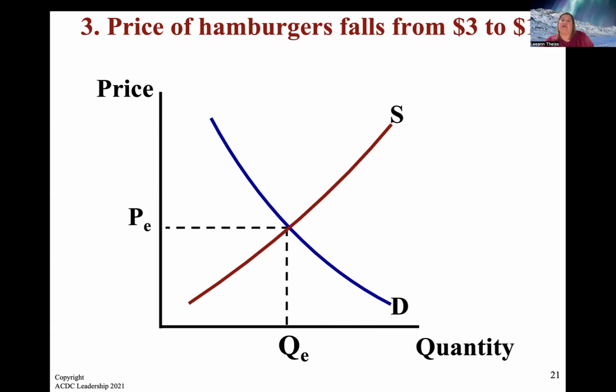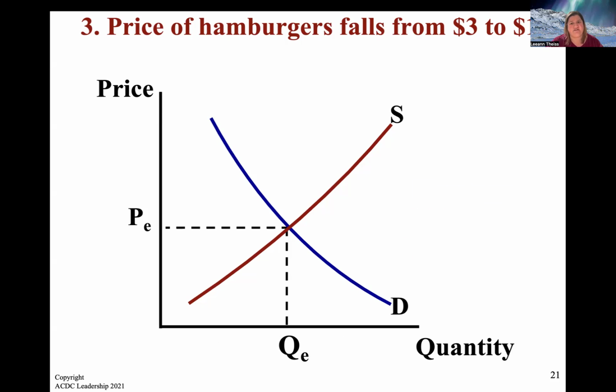The next one says the price of hamburgers falls from $3 to $1. What is the effect on the market? Every single one of you better be saying, Miss, this is a trick question because what? Price doesn't shift the curve. This is the price of the actual item that we are graphing. And so all that's going to happen is we're going to shift to a different price point.